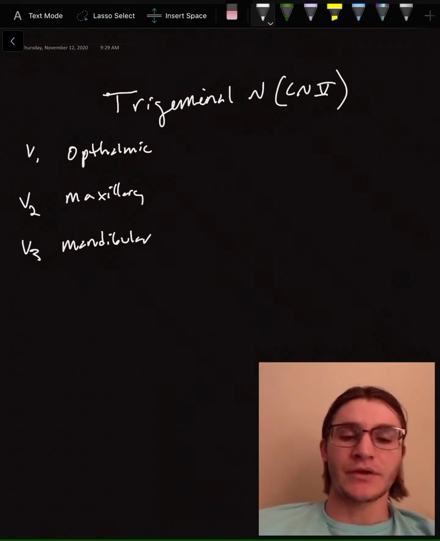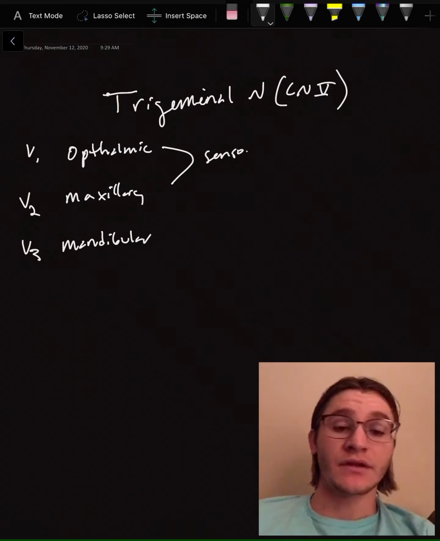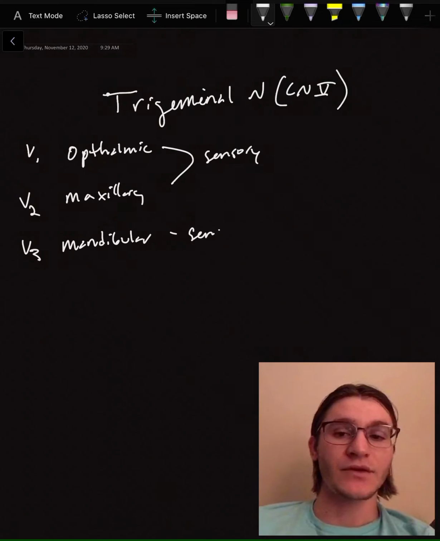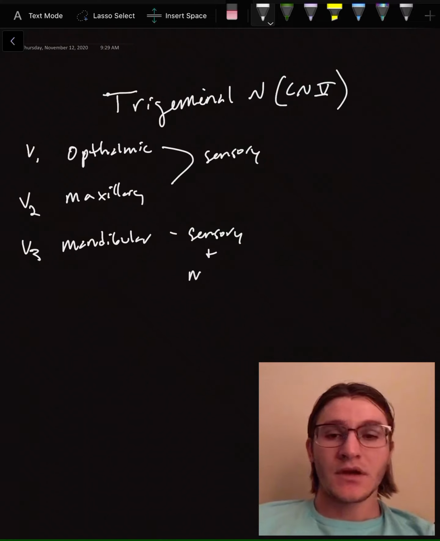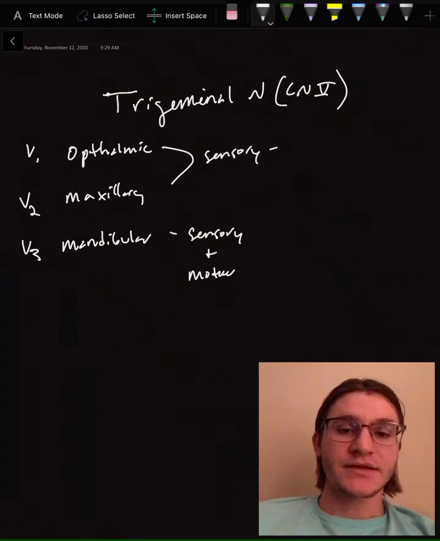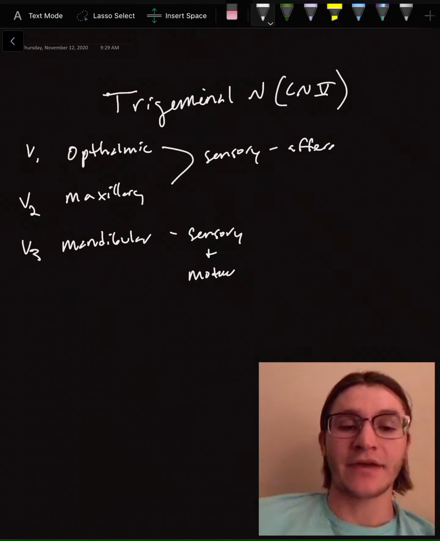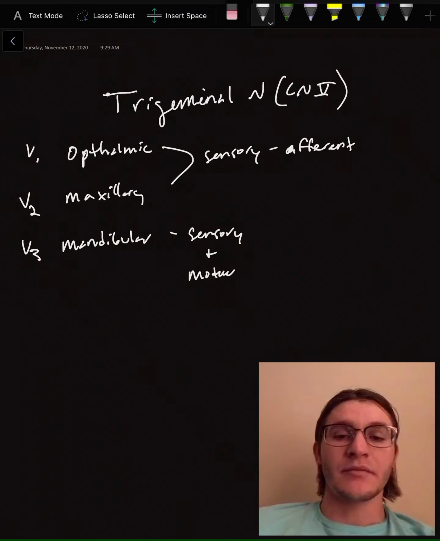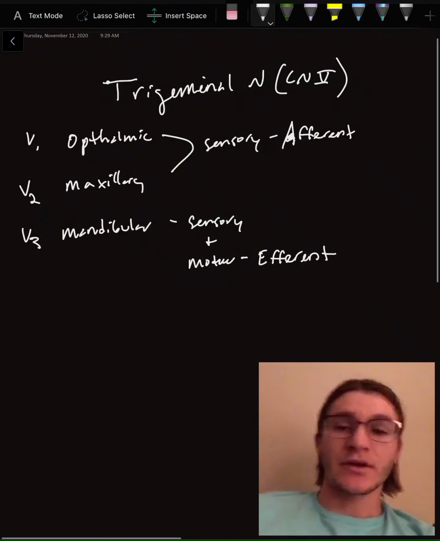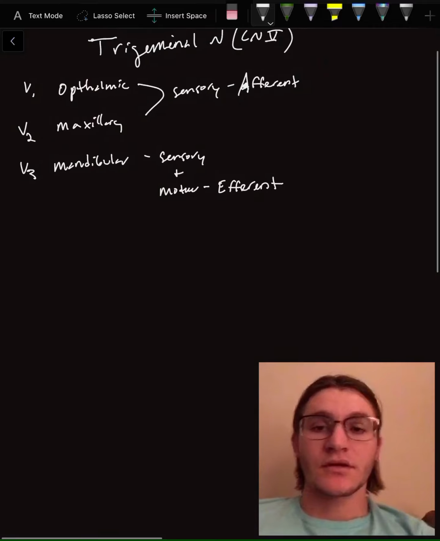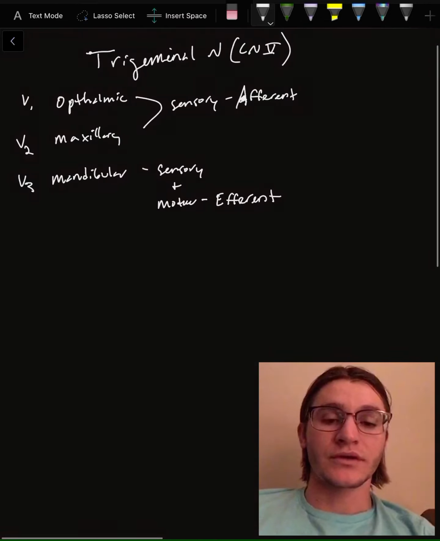So we say V, but really it's 5. It's just easier to say V than 5-1, 5-2, 5-3. So it's V1, V2, and V3. V1 and V2, ophthalmic and maxillary, are going to be sensory, which is afferent. And then mandibular is going to be mixed, but motor is for efferent. And like I said before, today we're going to be talking about the ophthalmic, or V1 branch.